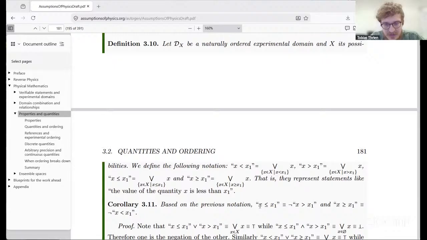So we just take all these statements. If we think in terms of sets, we are constructing the sets, but these are not sets anymore. These are statements, and so we're making the disjunction. It's basically we're trying to map these ideas of before and after and the sets to the logical counterpart. So all these definitions are very natural, that is, they represent statements like the value of the quantity X is less than X1.